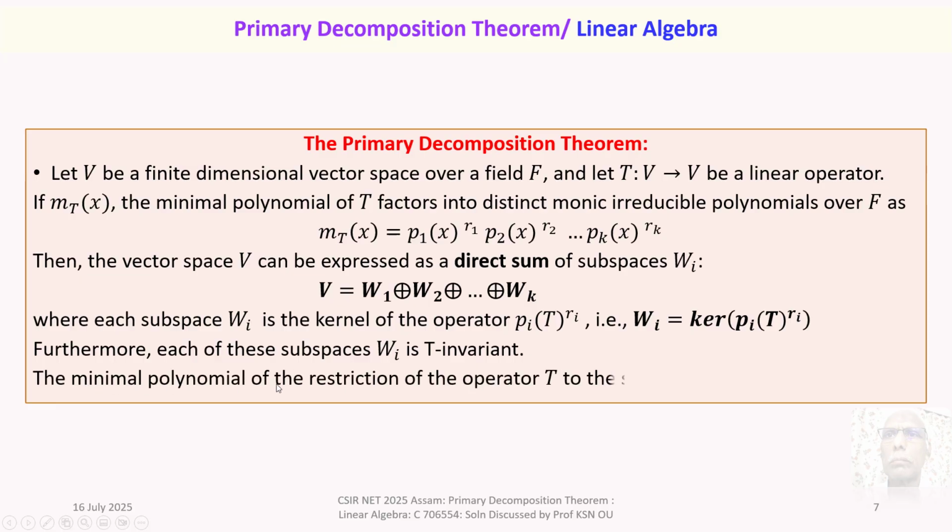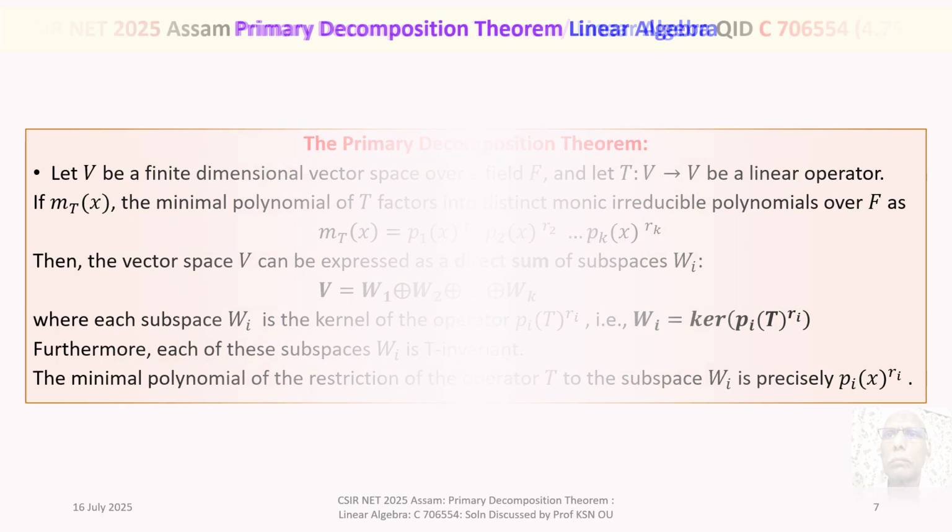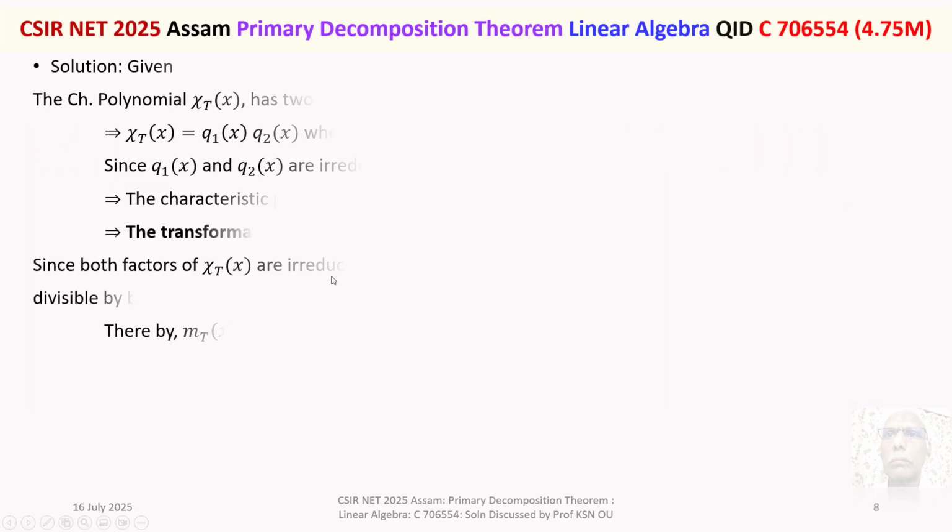And the minimal polynomial of the restriction of the linear operator t to the subspace Wi is precisely that polynomial pi of x to the power of ri. So what we want is this one only. So we go back to our situation, and this is what we have done.